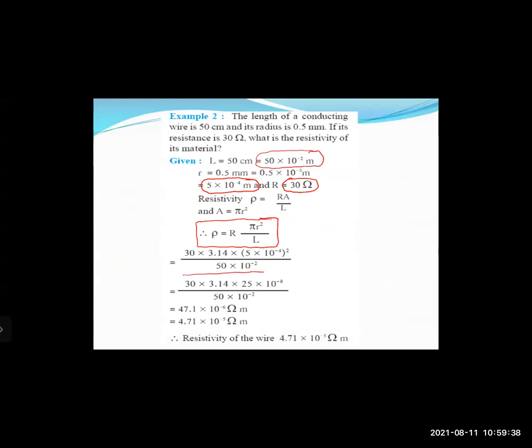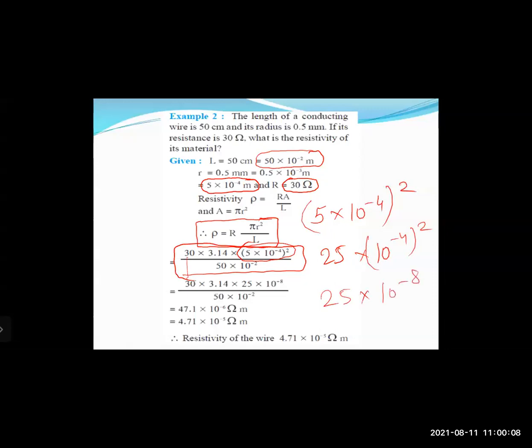So we have to substitute all of these terms here and then we have solved. So how have we solved here? If you observe, 30 will remain at the top, then 3.14. Now we have solved this bracket, 5 into 10 raised to minus 4 the whole square. So 5 square will be what? 25 into 10 raised to minus 4 the square. So you have to apply here the law of indices. So it will be 25 into 10 raised to minus 8, as you can see over here.